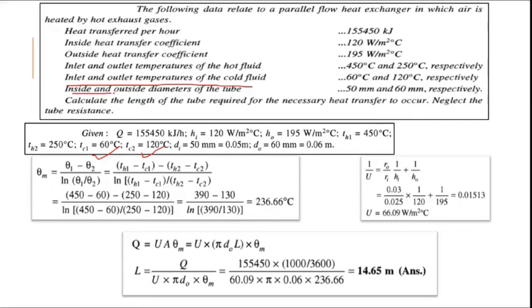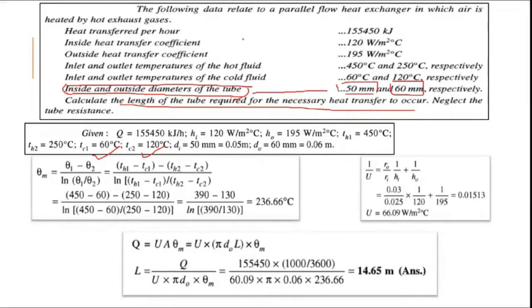They are giving you the inside and outside diameters of the tube. We will see the requirement of these diameters. The inside and outside diameters of the tube are 50 millimeters and 60 millimeters respectively. What we have to do is find the length of the tube required for heat transfer in this particular case. We will see how to solve the question.